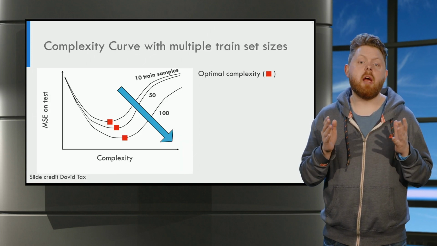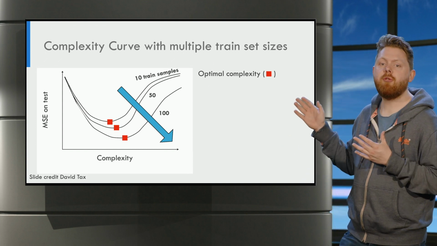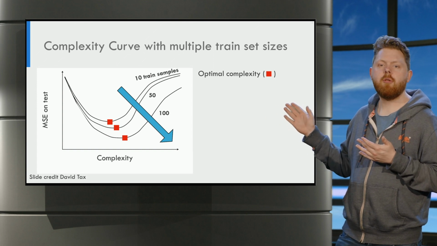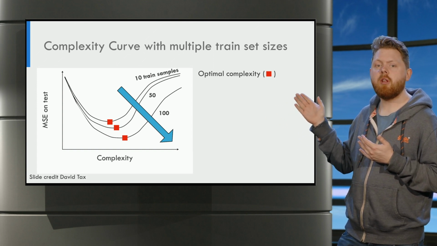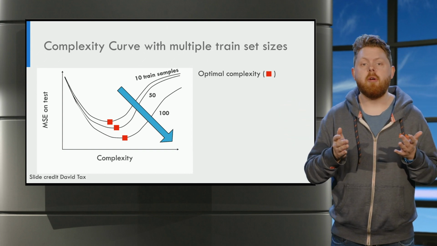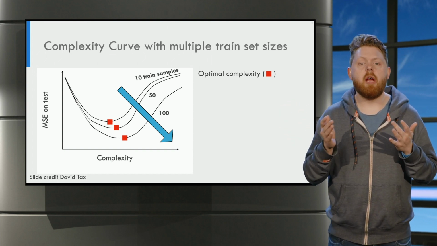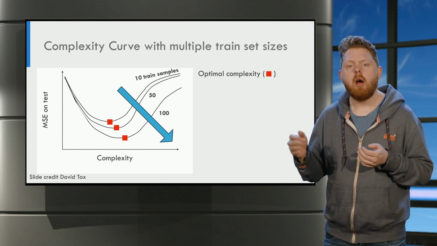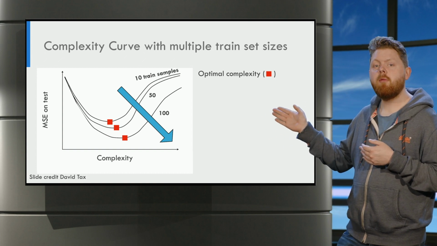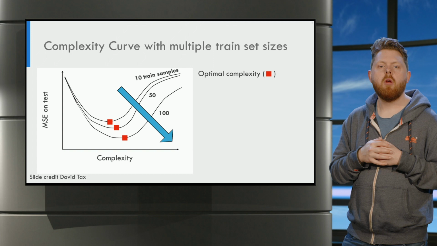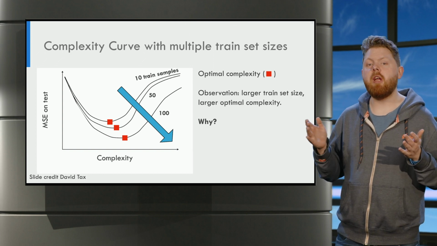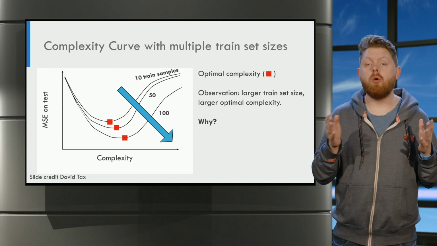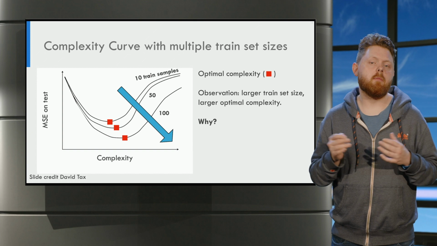Now let us have a look at the complexity curve if we vary the amount of training data. Here we have three complexity curves. One curve where training is done with 10 samples, another curve where training is done with 50 samples, and the third curve uses 100 training samples. I have indicated the optimal complexity with a red square. Observe that the bigger the training set, the larger the optimal complexity. In fact, the whole complexity curve seems to move to the right.